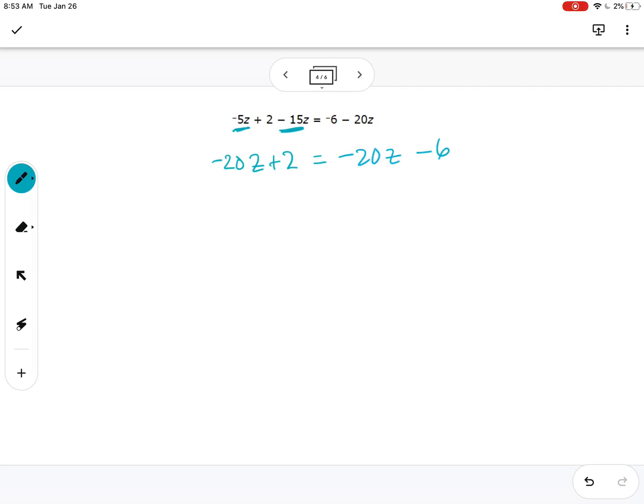Again, I switched the order because I like having my variables in the front. So what do you identify here? They have the same slope, right? Same number in front of the variable, and they have different starting values.